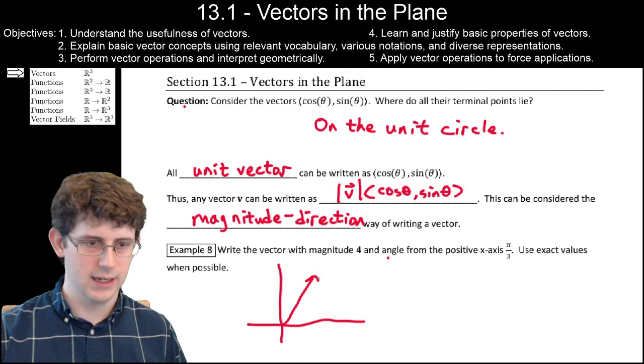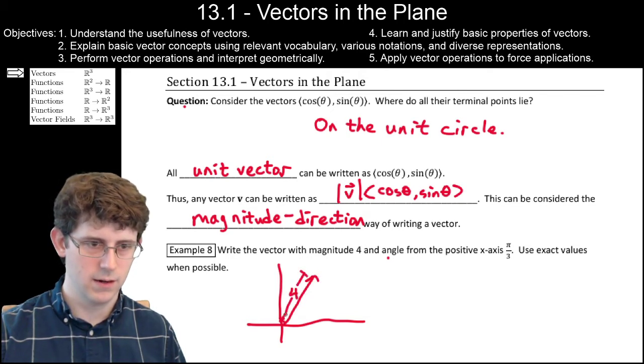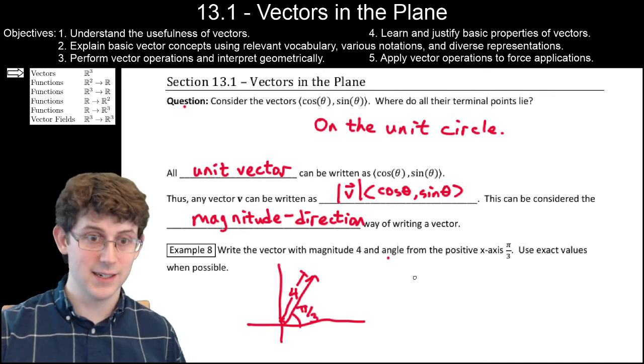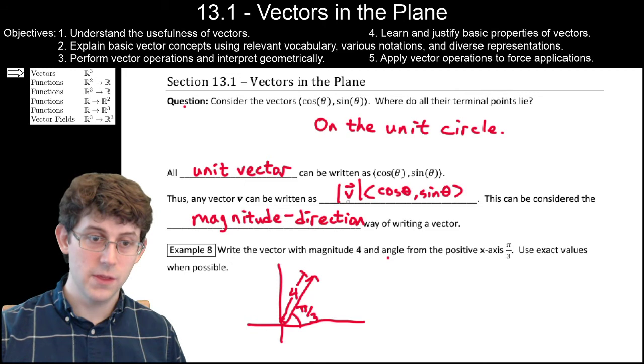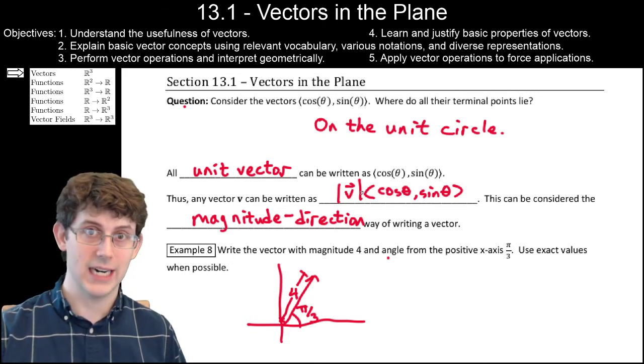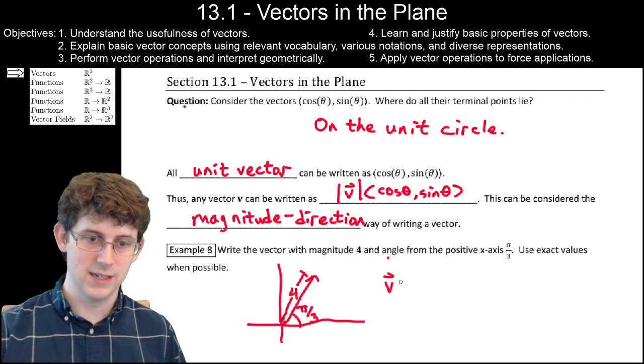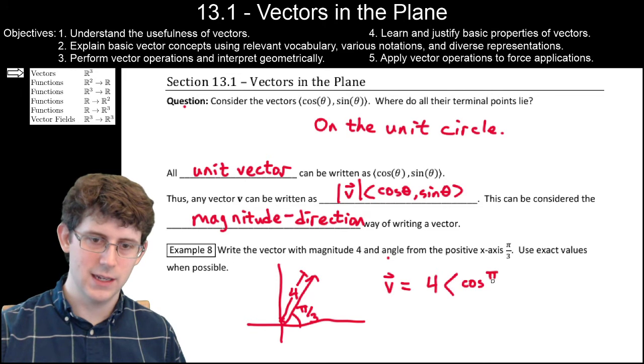So we're going this way, length 4, and magnitude pi over 3. How do we get that vector? Well, if you know the magnitude and the angle, then you should just use the magnitude direction form. So this is v is 4 times cosine pi over 3, sine pi over 3.